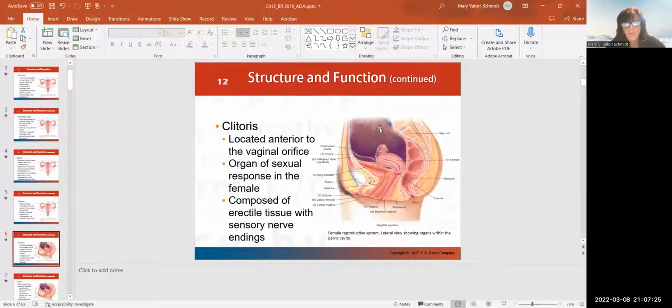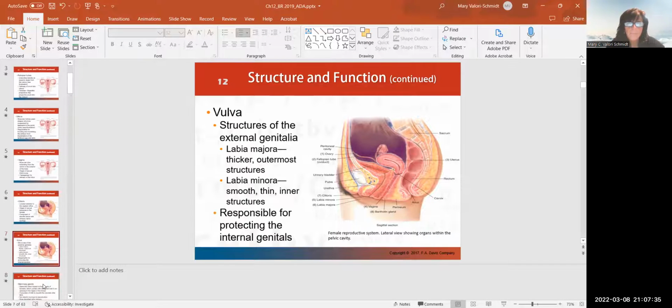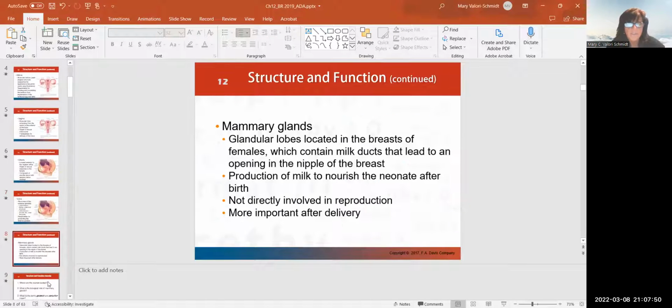The clitoris is located anterior to the vaginal orifice, and is involved in sexual response in the female. It has erectile tissue with sensory nerve endings, just like the male penis. Very similar anyway. The vulva is the external genitalia of the female: the labia majora and minora, which are the outermost and innermost structures. They basically act as a protective mechanism for the vagina and the clitoris.